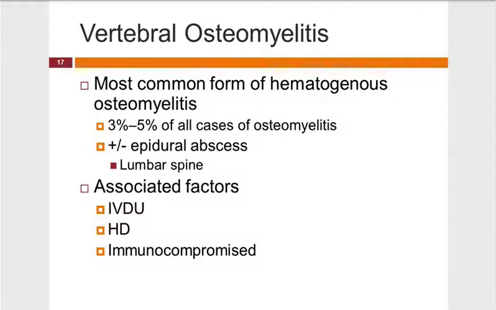All right, now we said vertebral osteomyelitis is going to be the most common site, but even that accounts for about 5% of all osteomyelitis cases in general. And one thing to remember, it may present with or without an epidural abscess in these patients. So it's really important to make sure you have not just the antibiotics, but source control as well. The lumbar spine does tend to be the most common area that it presents. Not surprisingly, the risk factors are intravenous drug use, patients who are on hemodialysis, and being immunocompromised.